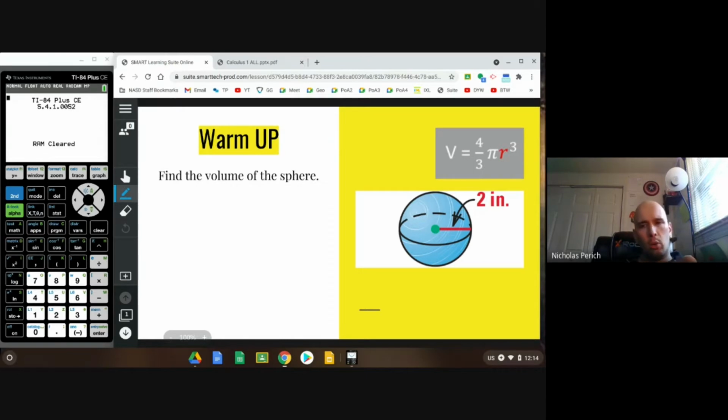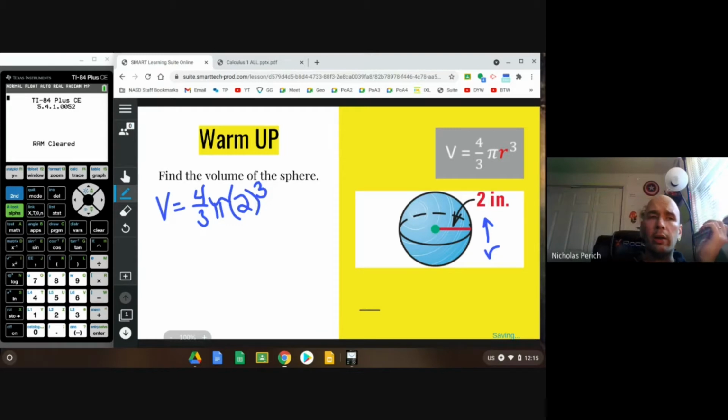All right, so over here we have the volume of a sphere. Bada bing. We have a sphere. That is my radius. So V equals 4/3 pi radius cubed. Well, 2 is my radius. So as I write this formula out, instead of r, I'm going to put in 2, and it's going to be 2 to the 3rd power.